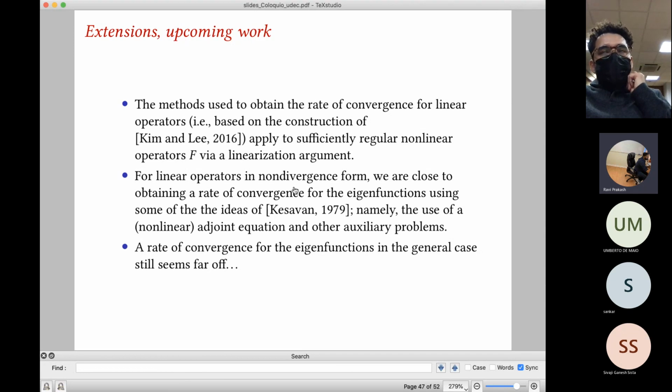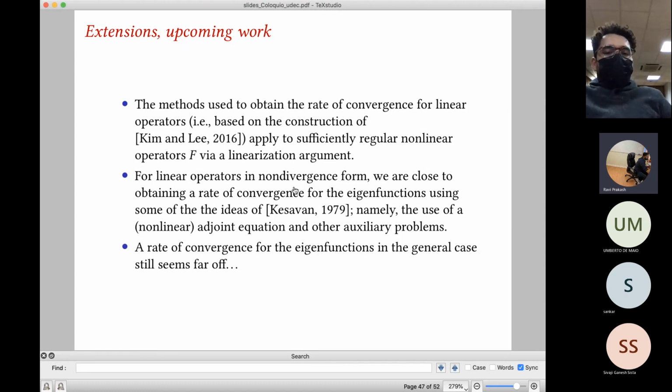Just to mention where we are in this line of research. The same methods more or less lead to a rate of convergence for the eigenvalues of nonlinear operators, fully nonlinear operators F, as long as they are sufficiently regular. Actually, very, very smooth, much smoother than in most homogenization applications. But that's what we have. And this is just via a linearization argument and using something similar to what we have in the linear case.